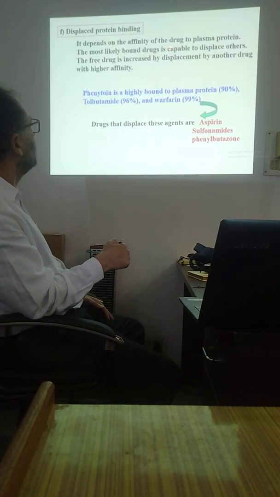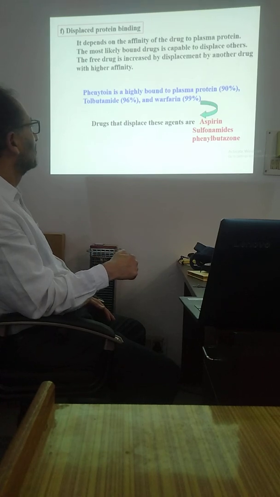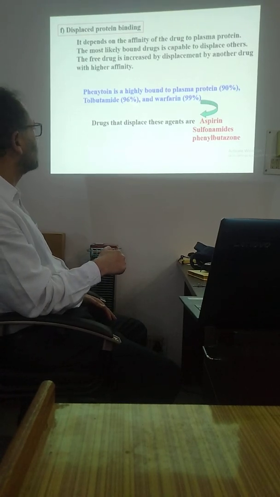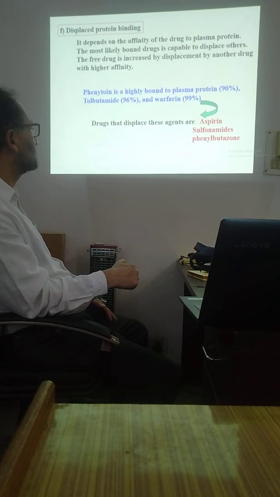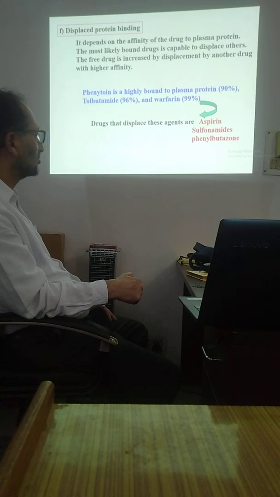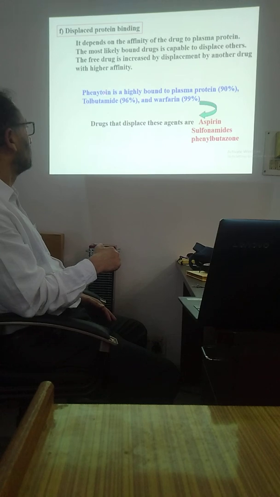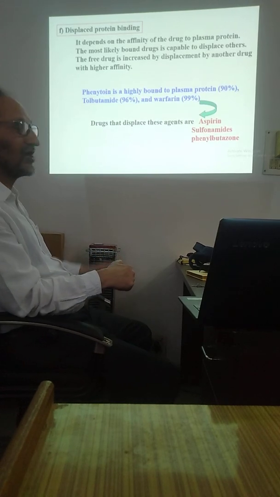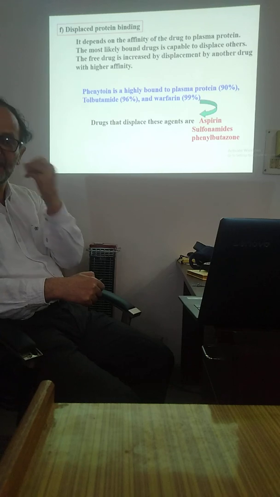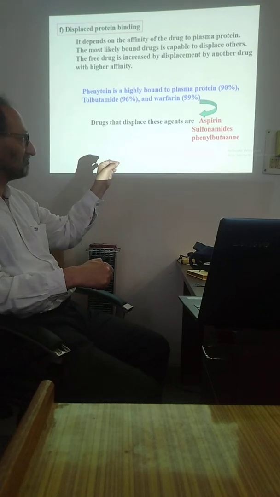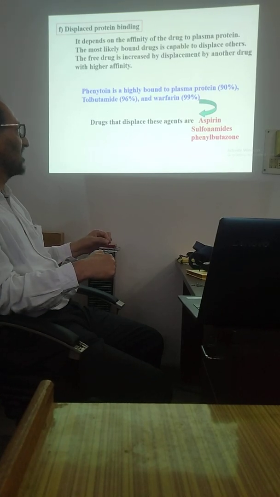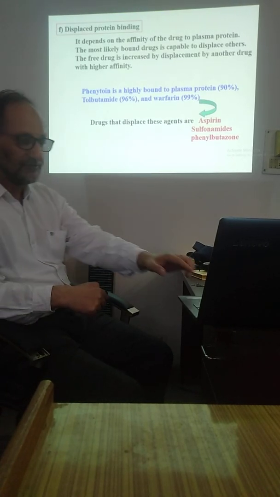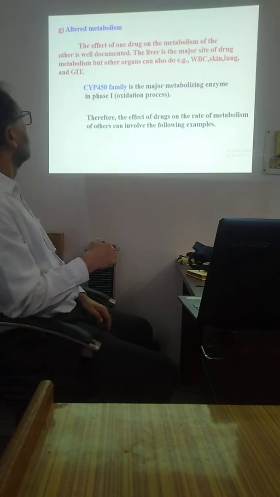It depends on the affinity of the drugs. Phenytoin is bound to plasma protein 90%, tolbutamide 96%, warfarin 99%. These drugs we have to take into consideration. Drugs that dislodge these agents are aspirin, sulfonamides, phenylbutazone. So these are the three classes of drugs which can dislodge these drugs. But phenytoin and warfarin have a narrow therapeutic index, which is very dangerous when we give these drugs with these object drugs, and there will be a drug interaction. Same is the case with metabolism.